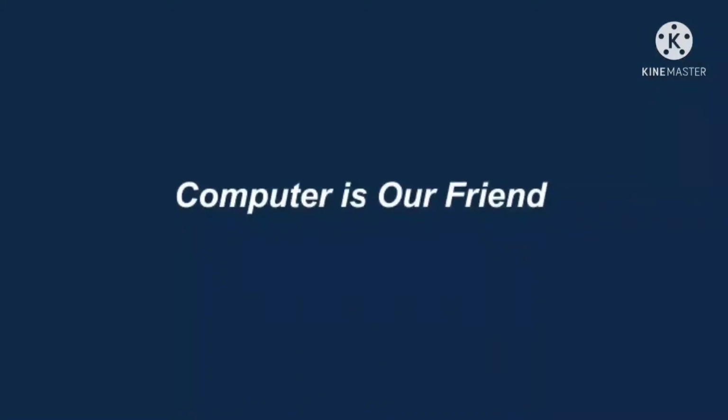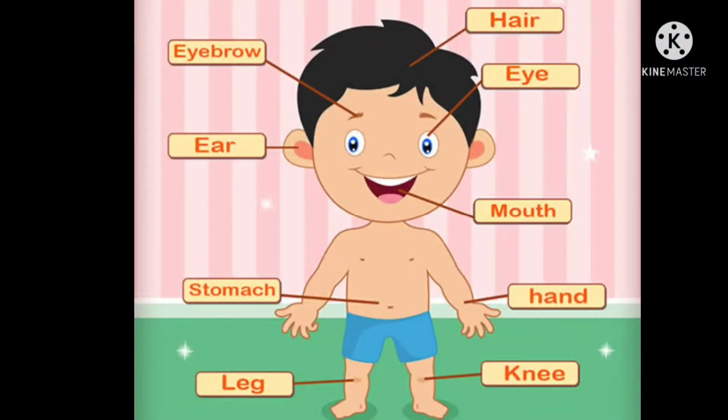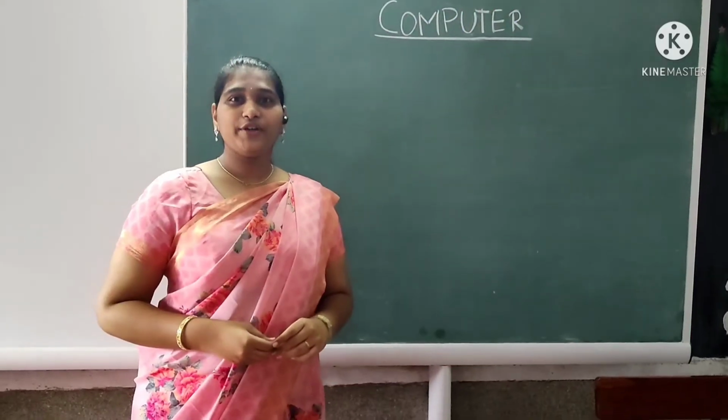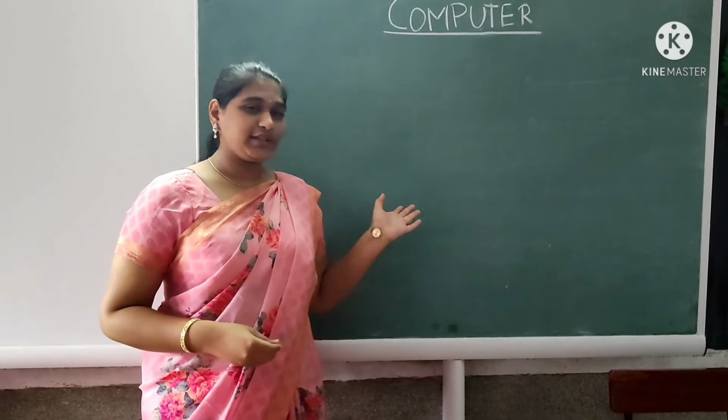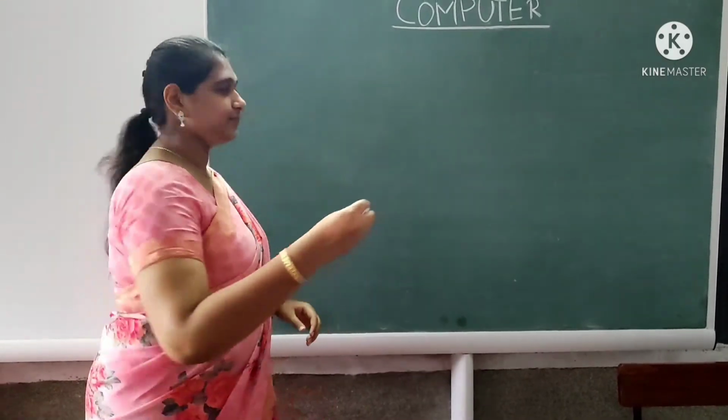But children, do you all know how a computer looks like? Children, like how we human beings have different body parts, in the same way a computer also has different parts. Now children, I am going to draw the parts of the computer and label them. See and learn.